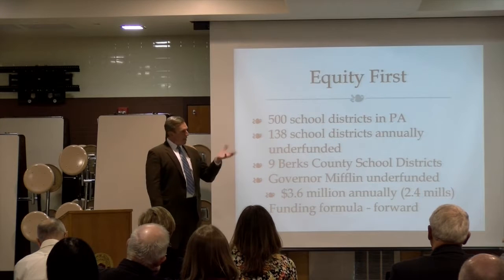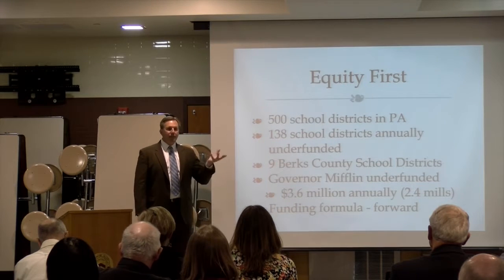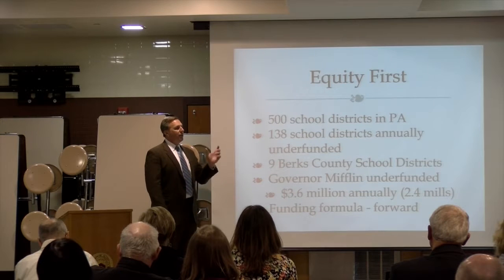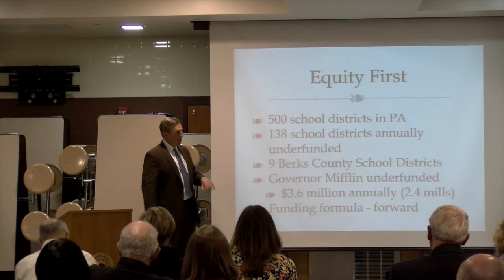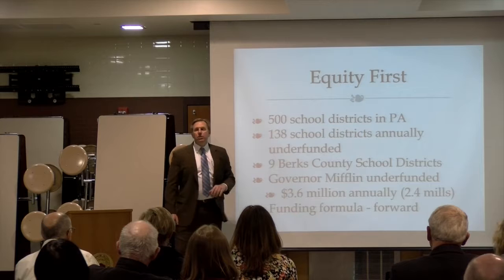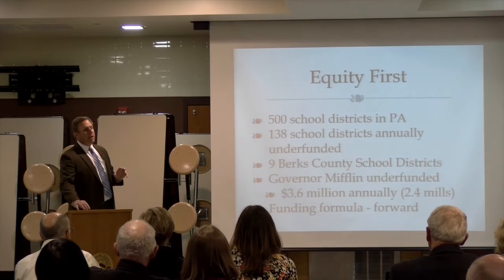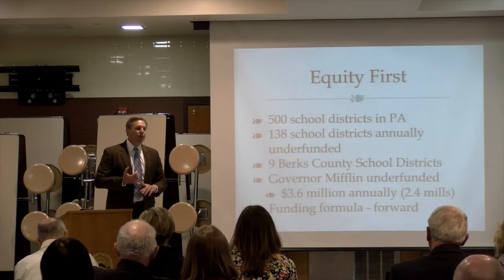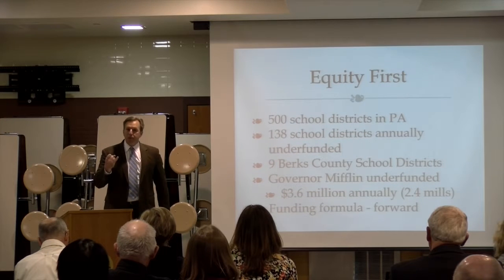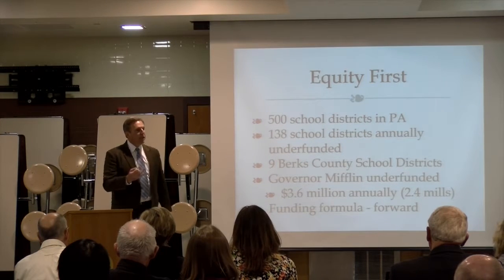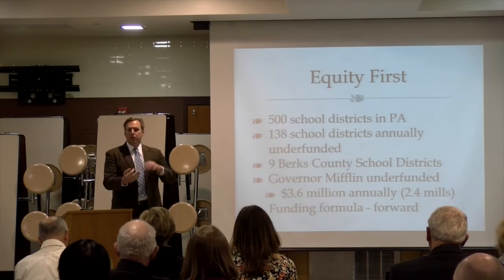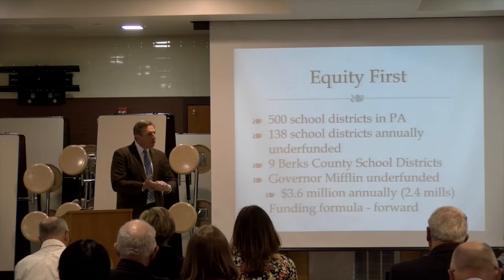So the Basic Ed Fair Funding Commission got together and passed a new formula, but it's only for new money going forward. So let me explain this a little bit. There are 500 school districts in Pennsylvania. This new funding formula takes into account the students that you have: free and reduced lunch, special education, ELL, the relative wealth of your district.